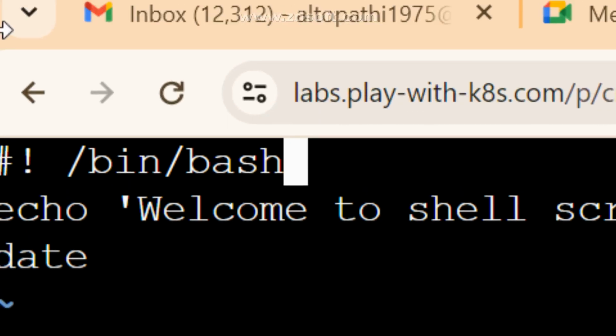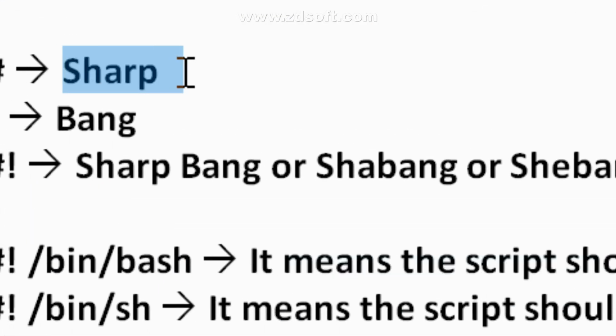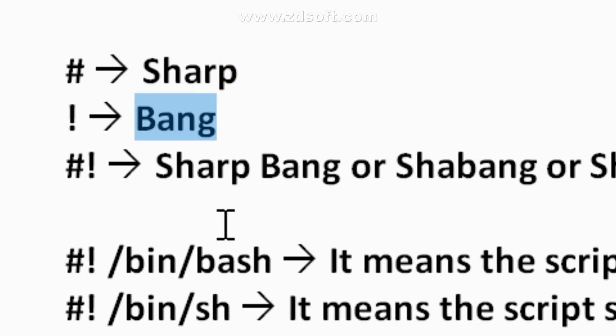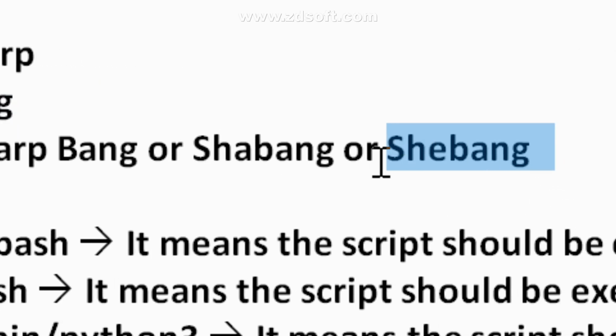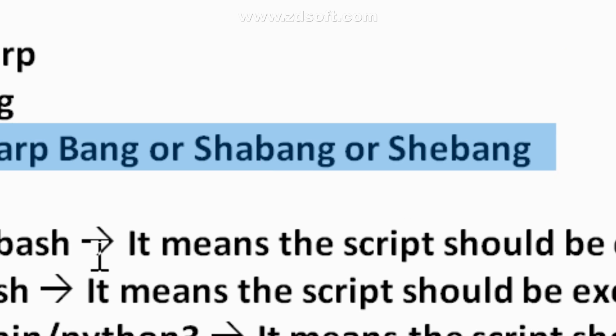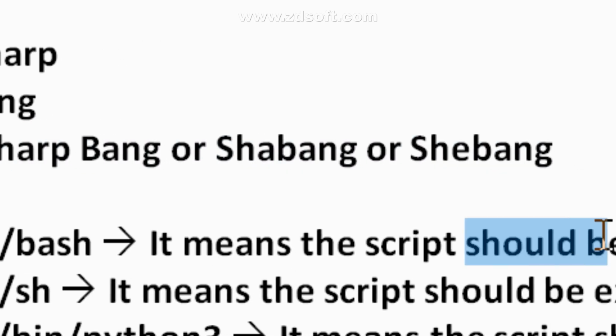So hash and exclamation mark. Hash means sharp. Exclamation mark means bang. This is nothing but a shebang. That is a shebang we can call, or shabang, or sharp bang, whatever you want. And this means the script should be executed by bash. Now observe here, escape colon x. Now I instruct it, execute this file with bash, which mode? Bash only.